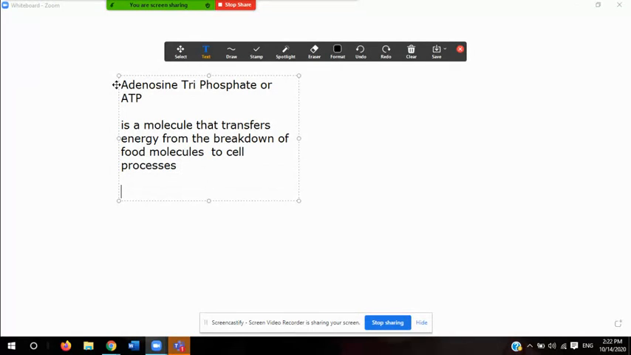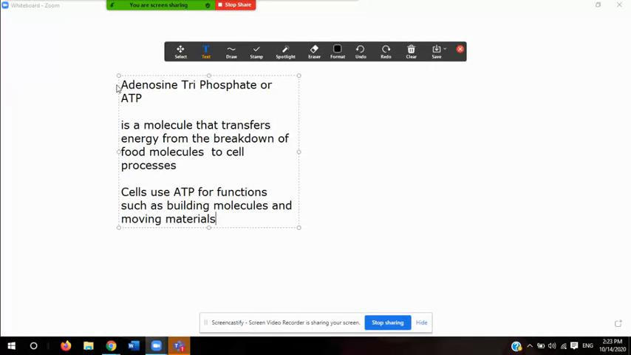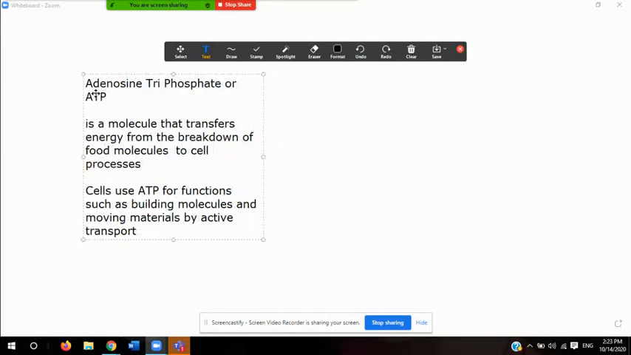Okay, so another important characteristic of ATP, or adenosine triphosphate, is that cells use ATP for functions such as building molecules and moving materials by active transport. And we know that active transport requires energy to move materials from one area of the cell to another. So, let's see if there's anything else worth mentioning about ATP.